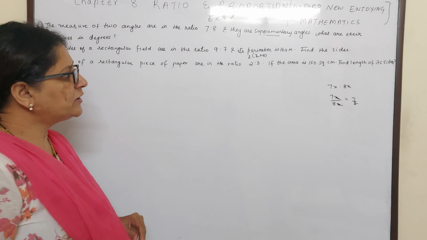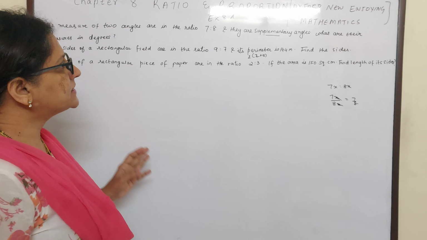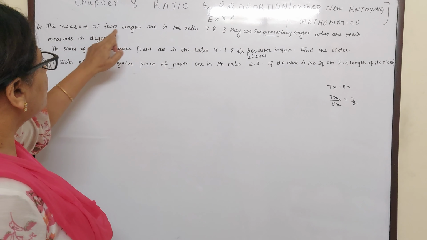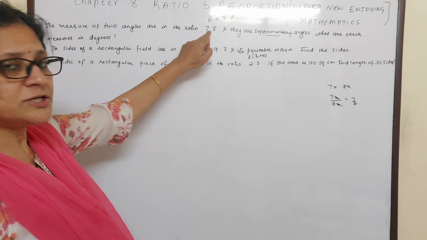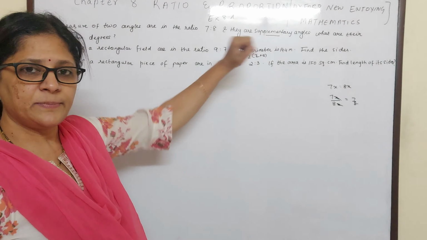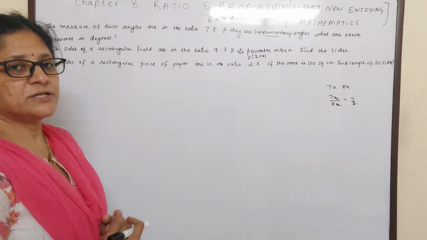Yeah, children. So moving on to the next exercise, 8.8. The measures of two angles are in the ratio 7 is to 8 and they are supplementary angles. What are their measures in degrees?